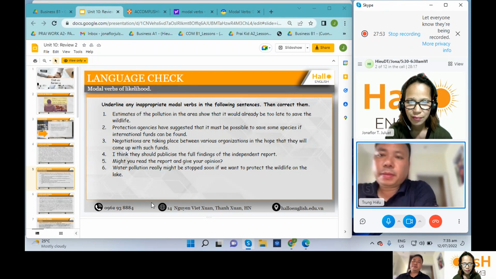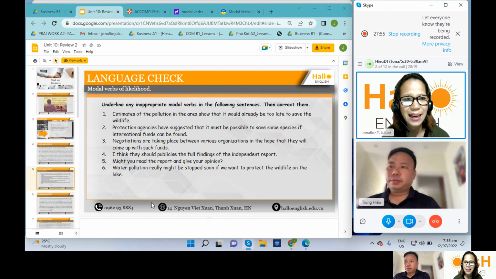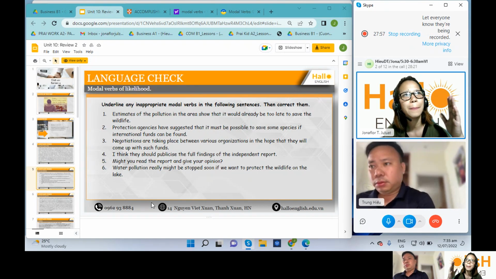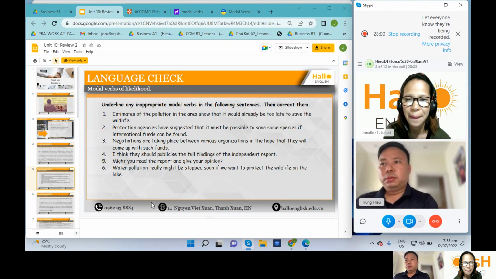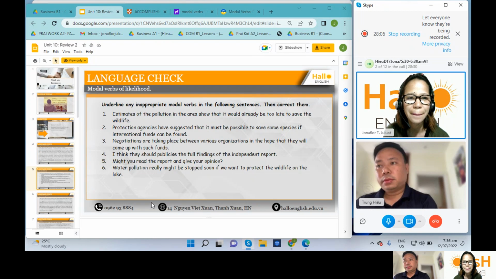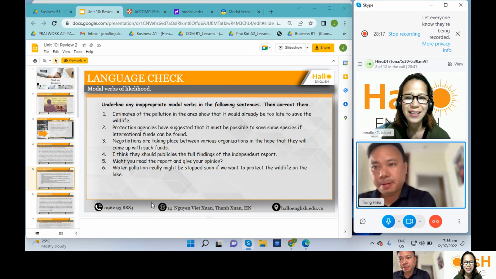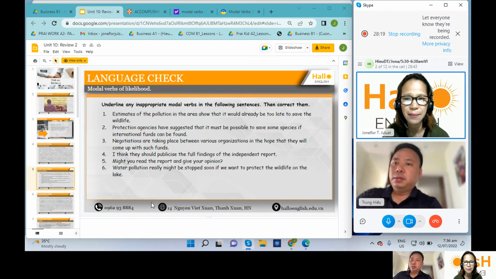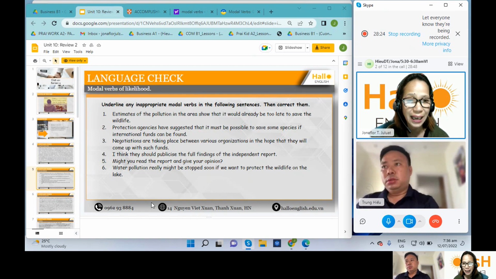Should be. Now, what is another term of might? Might is when you are asking permission, but when you use the word must, you are what? Must be. Yes, strongly demanding, right? Yes. So water pollution really must be stopped soon if you want to protect the wildlife on the lake.